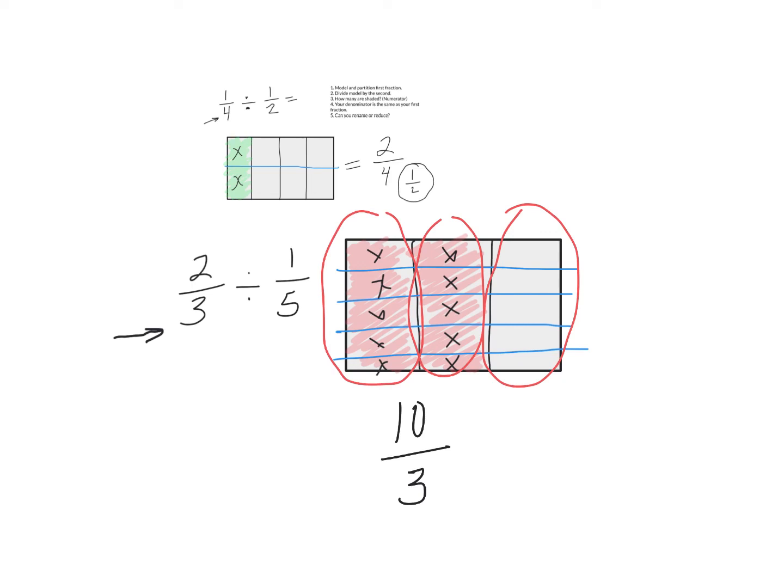Number 5 is always the fun one to see if you can challenge yourself to rename or reduce. And in this case, you guys know that I can pull out 3 groups of 3/3, and that would be 9. I can subtract that, and that's going to give me 1 left over, and I'm still working in thirds since I have been in the beginning. And that is my quotient to 2/3 divided by the unit fraction 1/5.